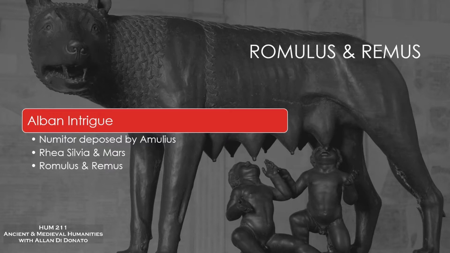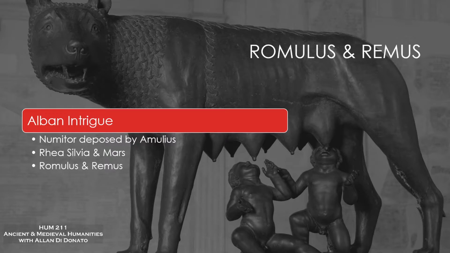He takes Numitor's daughter, Rhea Silvia, and dedicates her to the goddess Vesta. Now, the priestesses of Vesta were virgins. If you've heard the term Vestal Virgin, this is where it comes from. Now, the idea is, of course, that she is never going to have children. He doesn't have to worry about any future heirs. Now, in the mythology, of course, she is visited by the god Mars, who impregnates her, and she gives birth later to the twin boys, Romulus and Remus.